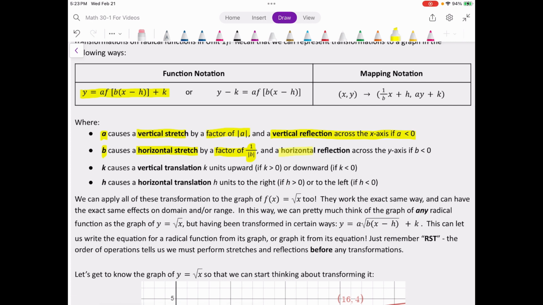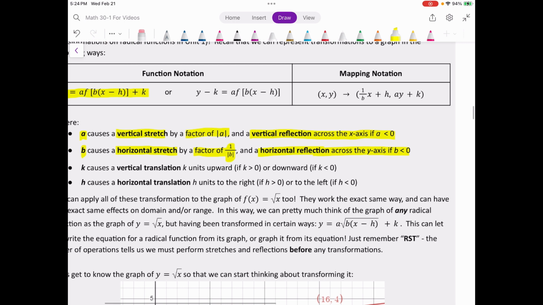And a horizontal reflection across the y-axis if b is negative. Again, that makes sense because we're just multiplying every x value by 1 over b. So if b is negative, we change the sign of those x values, reflecting them across the y-axis. Okay, and again, you can see that represented here in the mapping notation. If you have a point x, y, and there's a horizontal stretch occurring, what do you do to every x? Well, you multiply it by 1 over b.